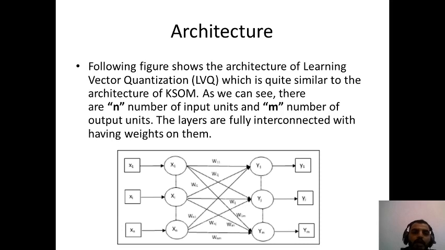Now moving forward, the architecture. The following figure shows the architecture of learning vector quantization, which is quite similar to the architecture of KSOM, or Kohonen's model. As we see, there are n number of input units and m number of output units. The layers are fully interconnected, with different weights on the connections.